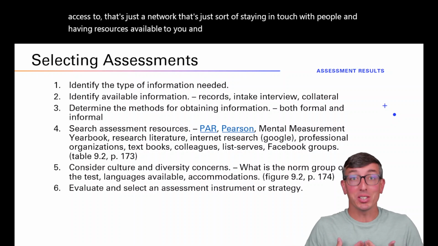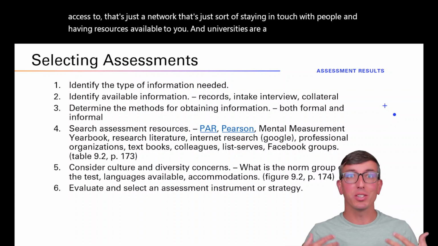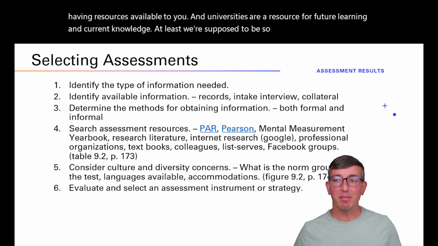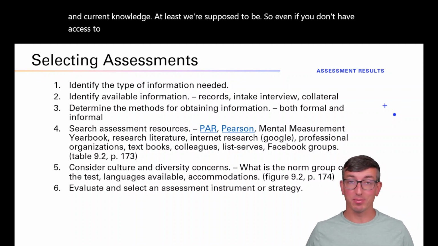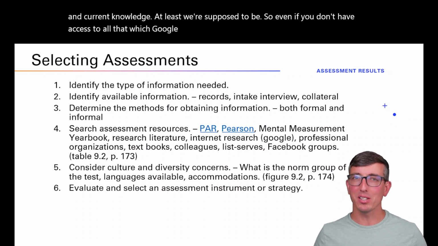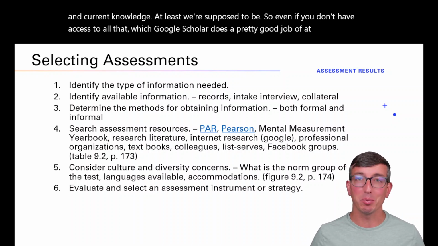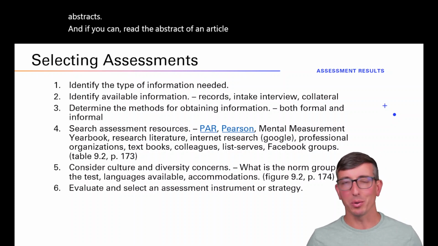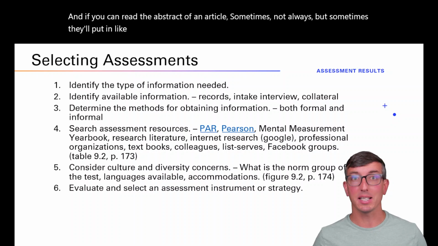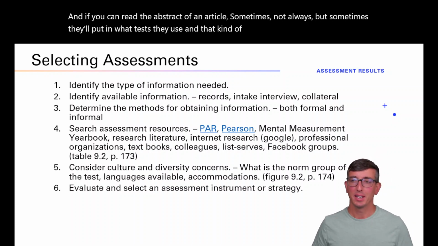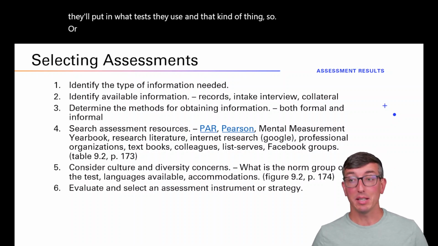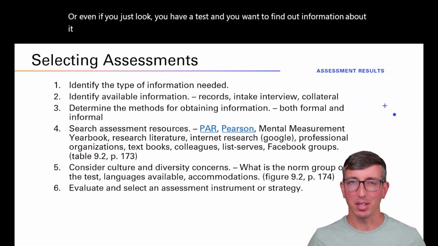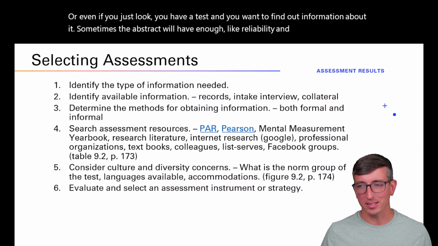And universities are a resource for future learning and current knowledge. At least we're supposed to be. So even if you don't have access to all that, Google Scholar does a pretty good job of at least giving you abstracts. If you can read the abstract of an article, sometimes, not always, they'll put in what tests they use and that kind of thing. So even if you just have a test and you want to find out information about it, sometimes the abstract will have enough reliability and validity data to help you with that.